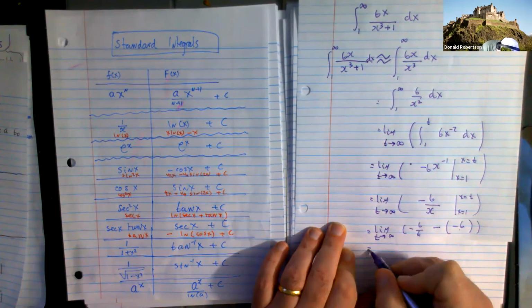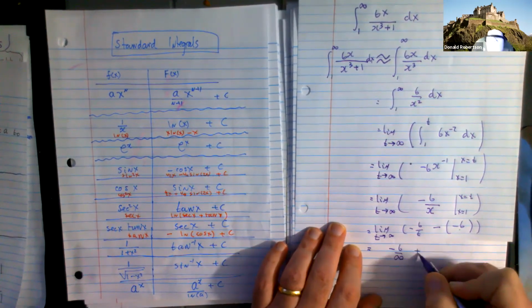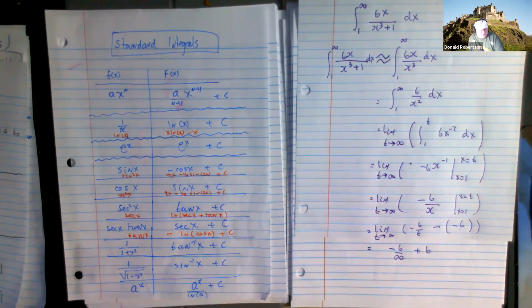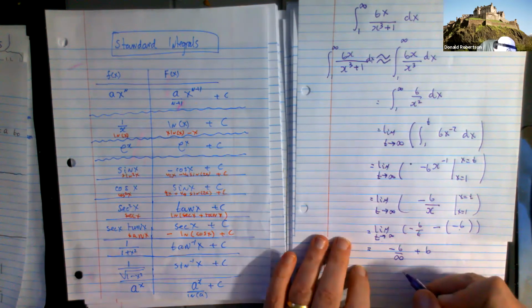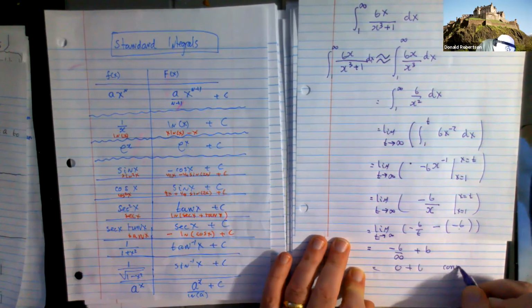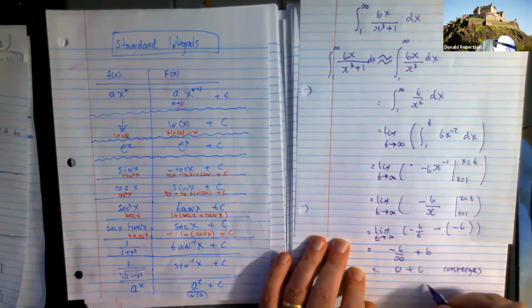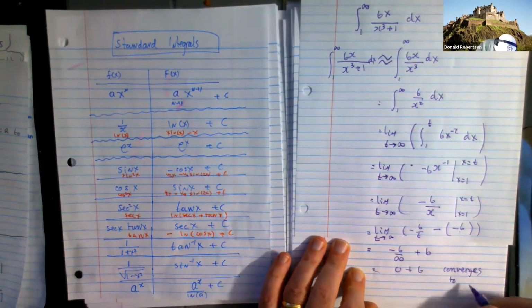So what have we got? Negative 6 over infinity plus 6. Would you agree negative 6 over infinity is just nothing, 0? Infinitely small. And what you've got is a converges. And it converges to 6. That's your answer.